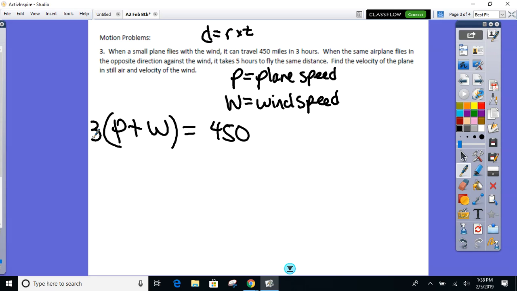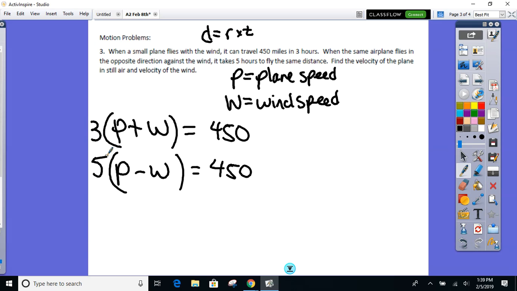That's with the wind. How do you think it's going to change when I go against the wind? Yeah, Mary, what's going to happen? I'm going to do the plane speed minus the wind, because now it's going against me. Still going to equal the distance, which stays the same. So what's my distance equal to? 450, but now I've got to multiply this rate times my new time: 5.